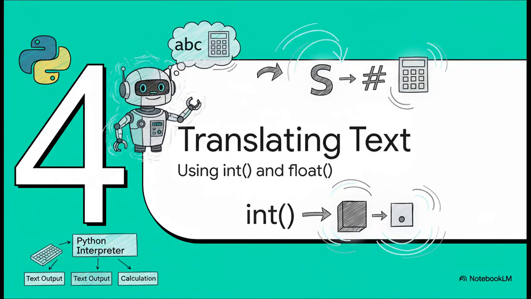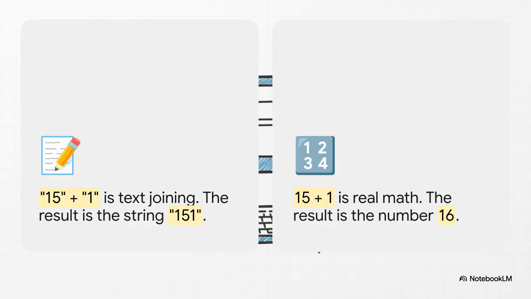So what's the fix? Well, we need a translator. We need a way to tell Python, hey, listen, I know this looks like a piece of text to you, but I need you to treat it like a number. So let's meet the tools that get that job done. And this slide just nails why we need that translator.